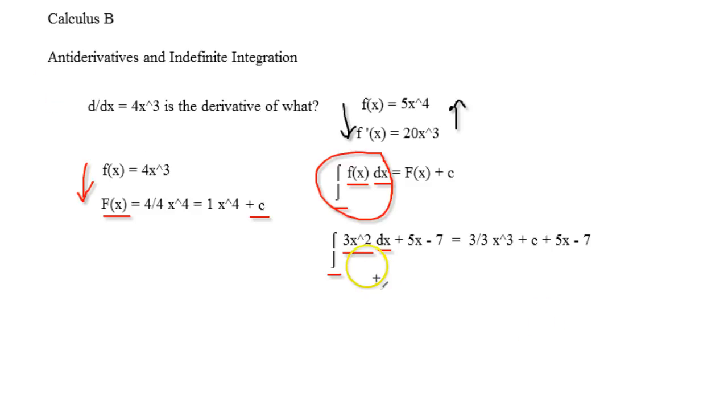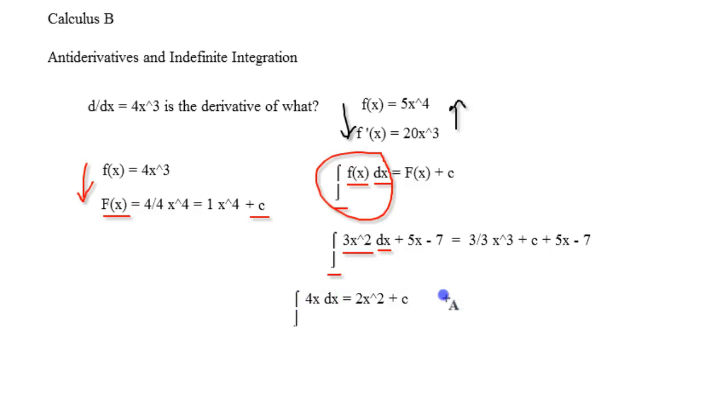Now, also, if you notice, the letters do match up. The x and the dx do match up. So if I was doing something like this, let's say 4x dx, obviously this would be 4 divided by 2, so that would be 2x squared plus c. So that one's pretty simple.